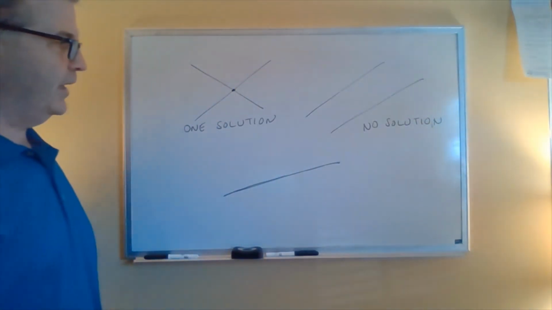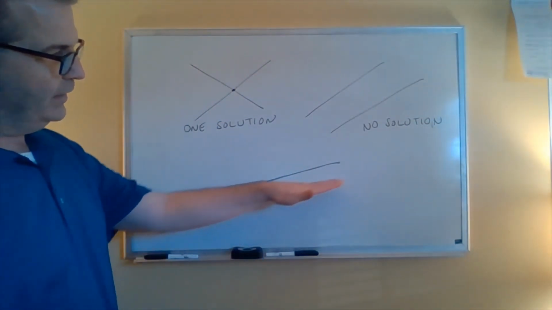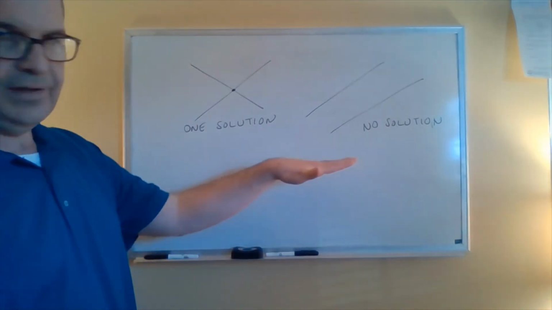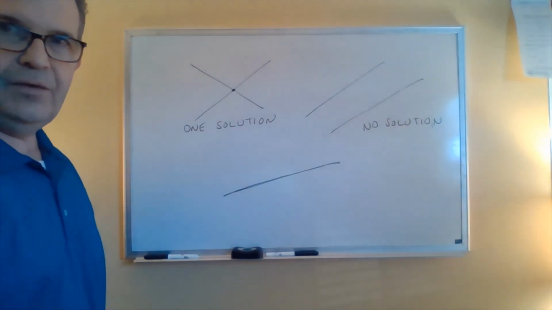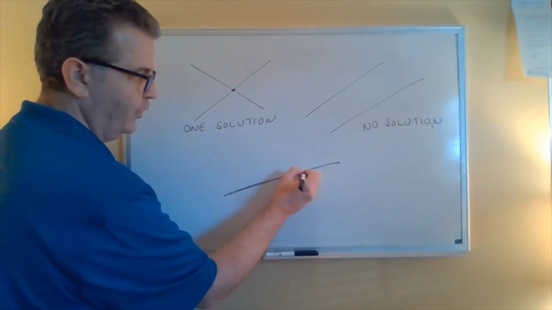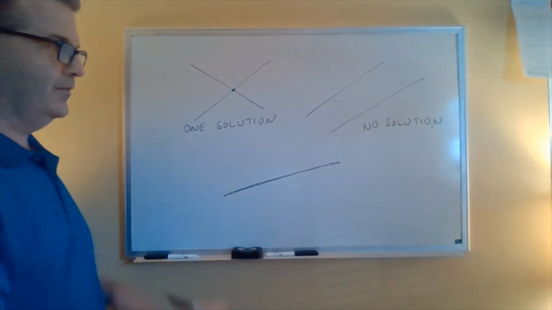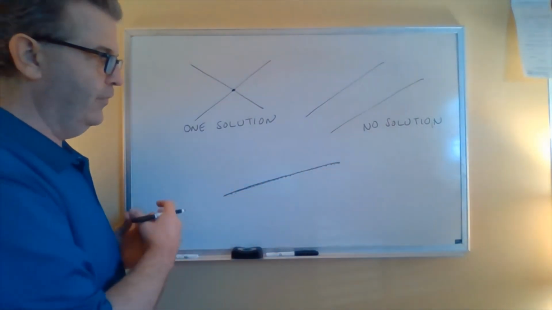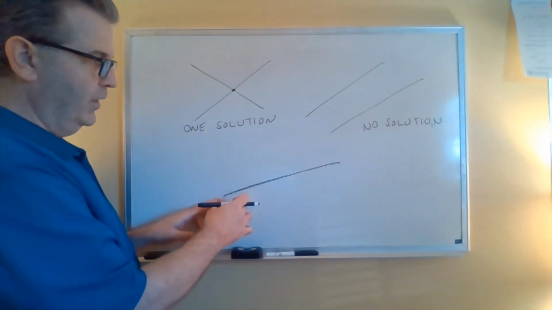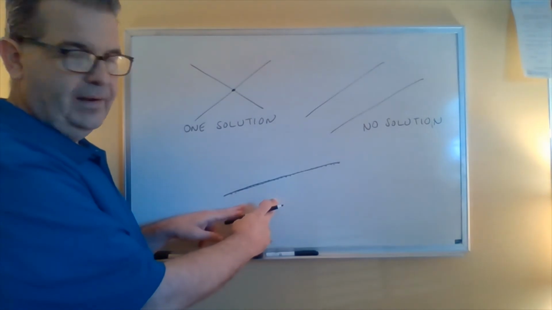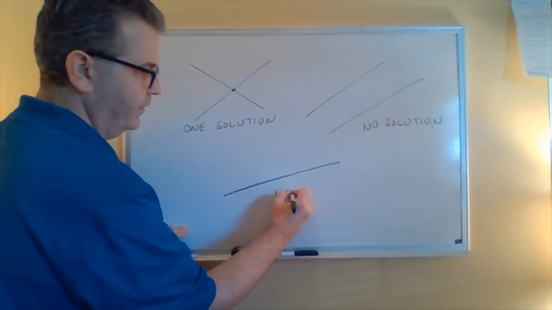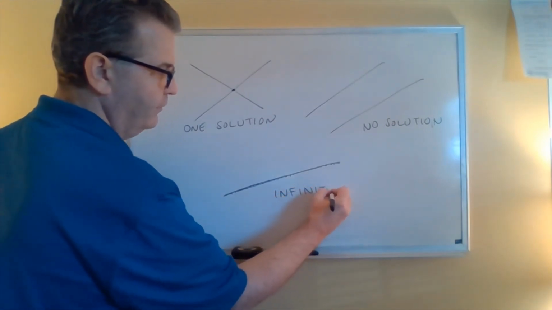And finally, our third case here is what happens when we have one line and then the second equation produces a line that just lays right on top of the first one. How many points do they have in common? Well, every point on one line is a point that's on the other line. And since these lines are going on forever and ever, you're going to have an infinite number of solutions, an infinite number of points that is on one line that is also on the other line. So if you end up with two lines that are laying on top of each other like this, your answer would be infinite solutions.